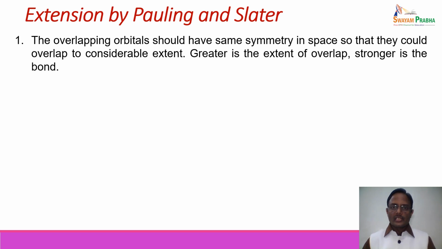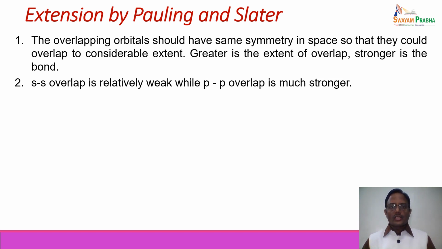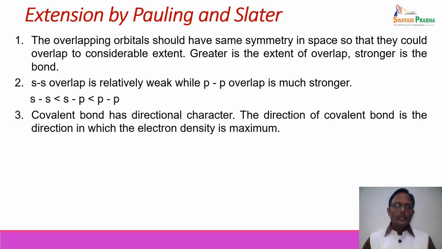So according to this concept, more is the extent of overlap, stronger will be the bonding. SS overlap is relatively weak, while PP overlap is much stronger. This is quite obvious because the p orbitals are oriented in a particular direction, while s orbitals are symmetrical in all three dimensions. So we can say that the extent of overlap is strongest in PP overlap, whereas it is weakest in SS type of overlapping.